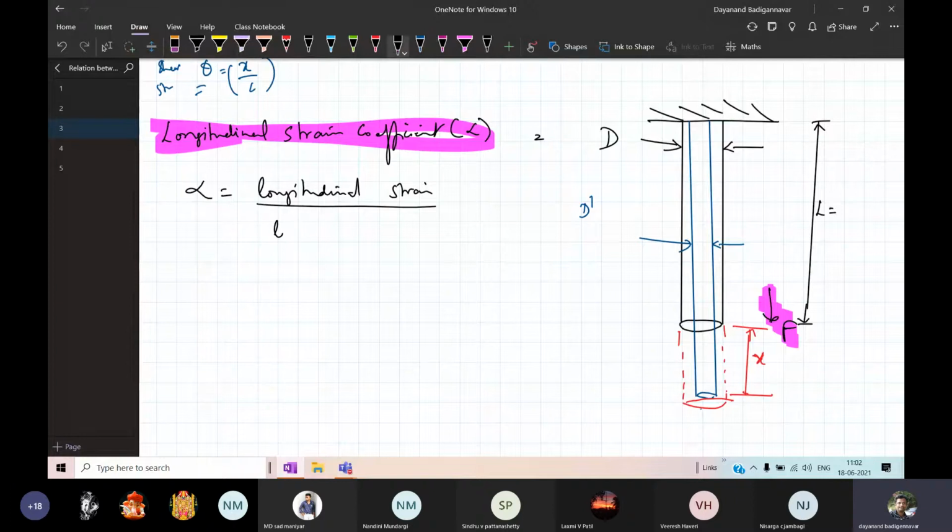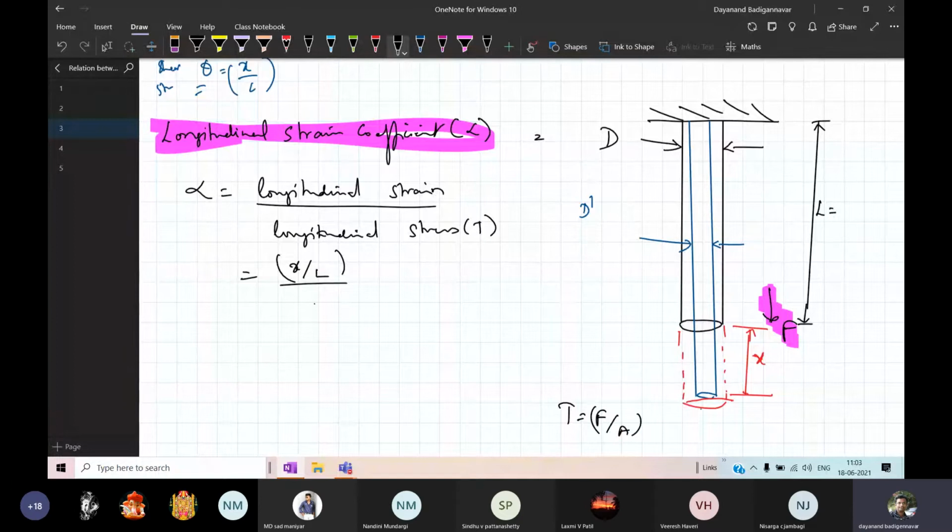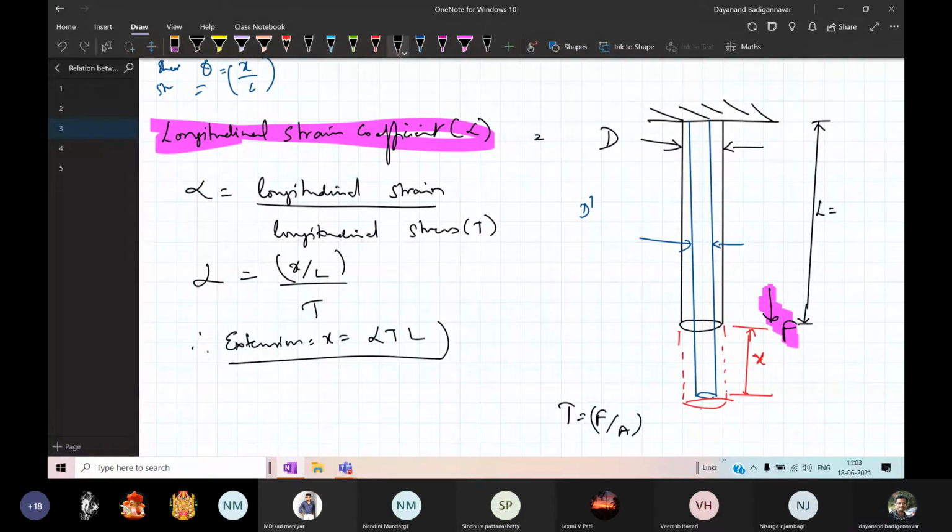Per unit stress applied, there is a longitudinal strain. So what is the longitudinal strain? Strain is the change in length to the original length. Stress I have taken as T. So T is the stress that I have applied. It is force per unit area. Therefore this is alpha. Therefore, I can get the extension. What is the extension? Extension x is equal to alpha T times L. So this is very important. This I am going to use.